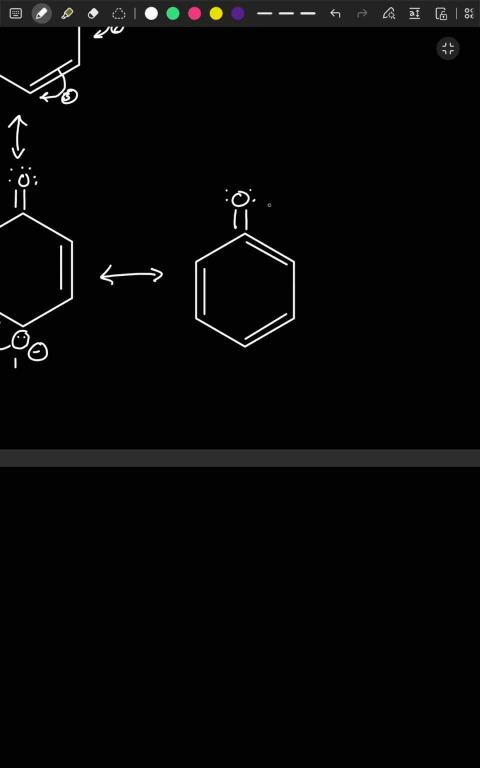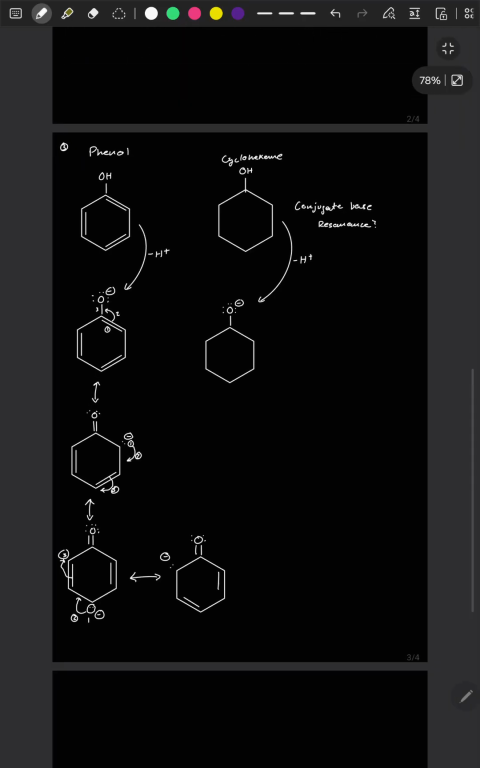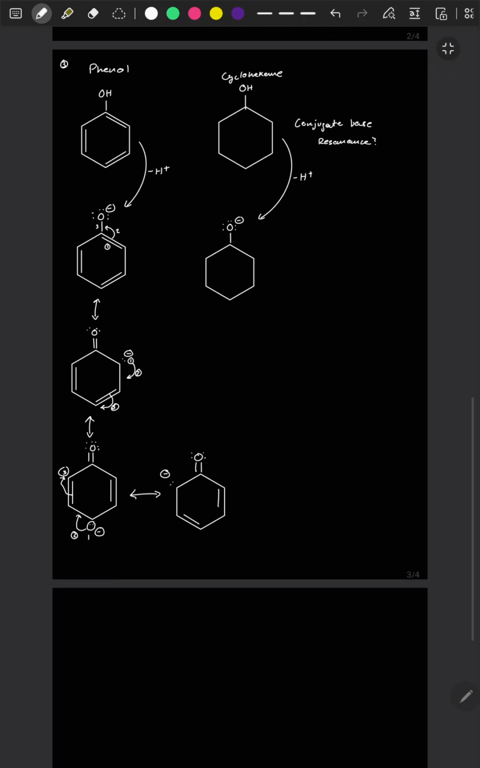Now we have an O right here. Get rid of this one, put it right here. Get rid of this one, put it right here. And then now we're going to have this lone pair up here on this carbon. So as you can see, we at least have 1, 2, 3, 4 resonance structures.